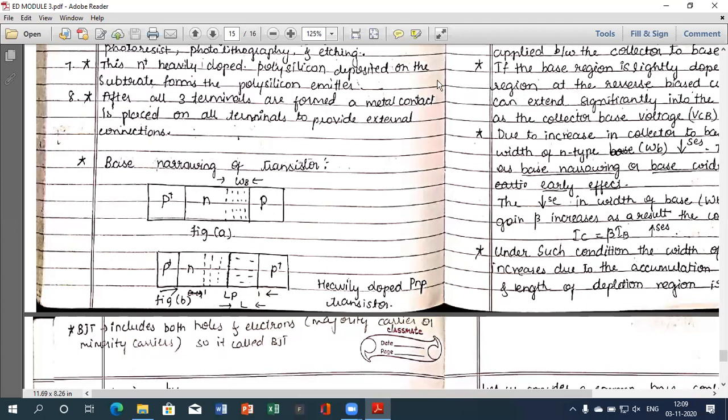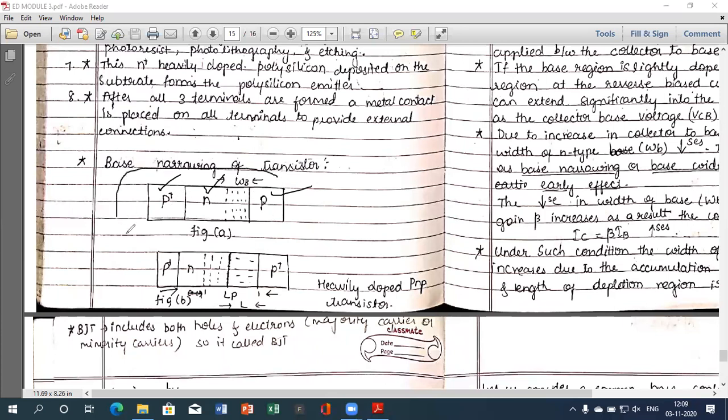As shown in figure A, it consists of one P plus, then one N, and another P. I can call it a PNP transistor, where P plus indicates that the P region has been heavily doped. P plus indicates a heavily doped region.